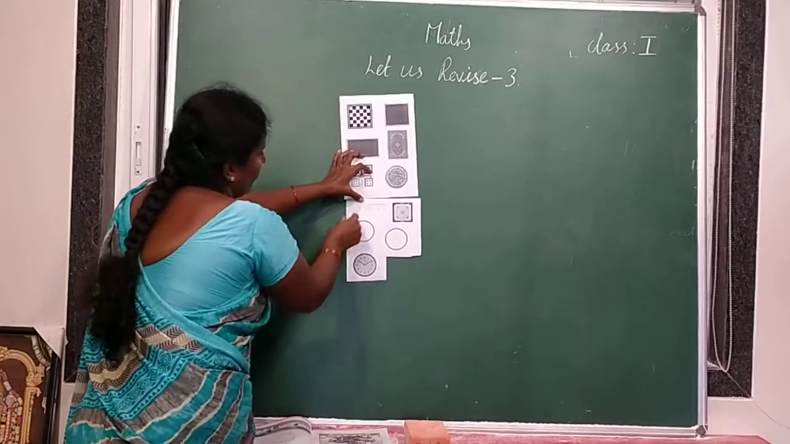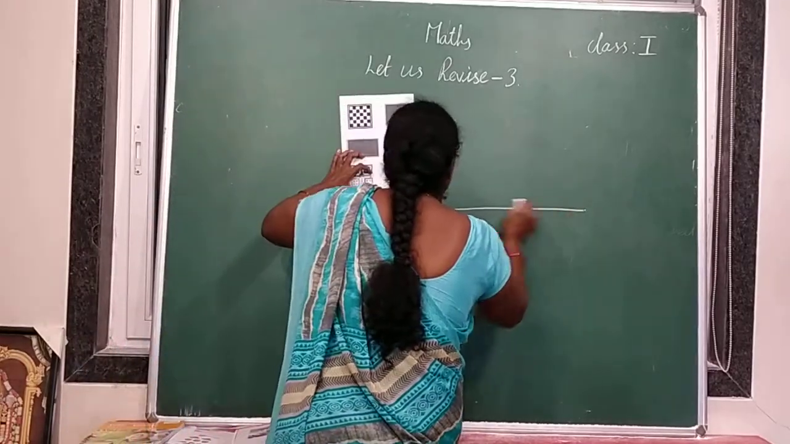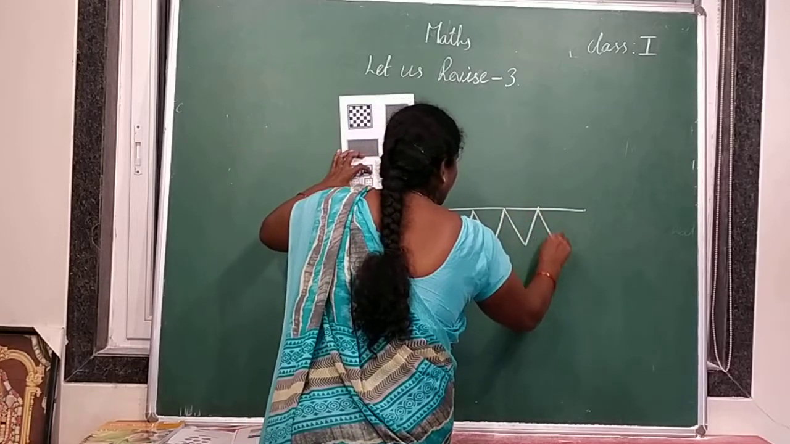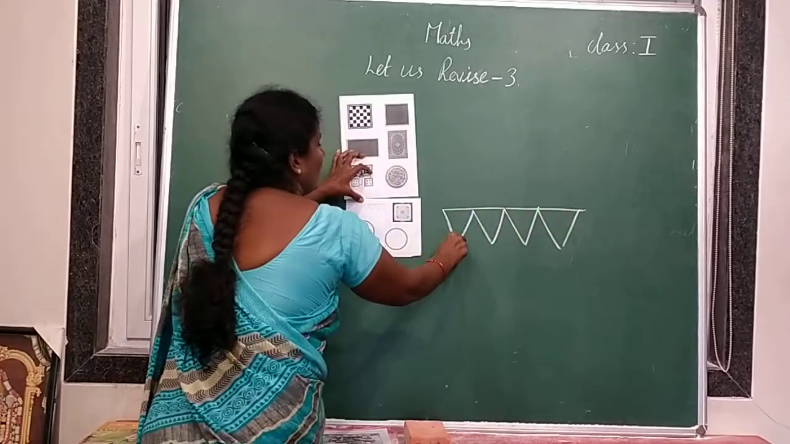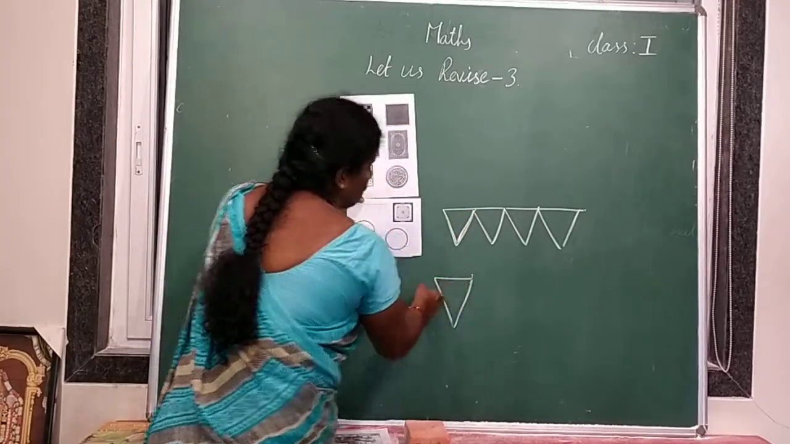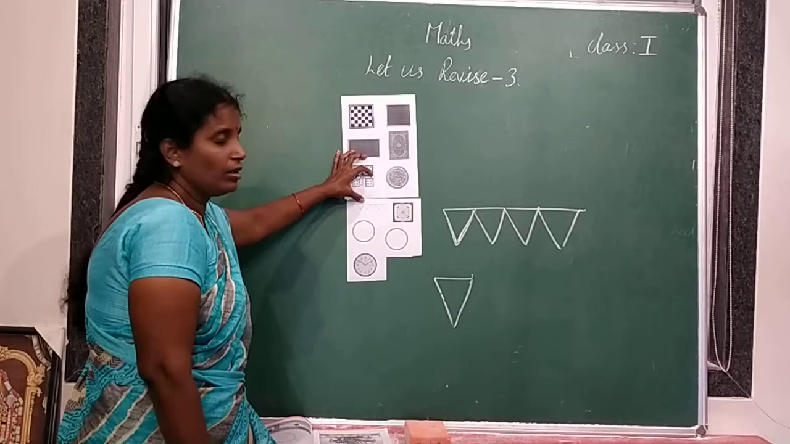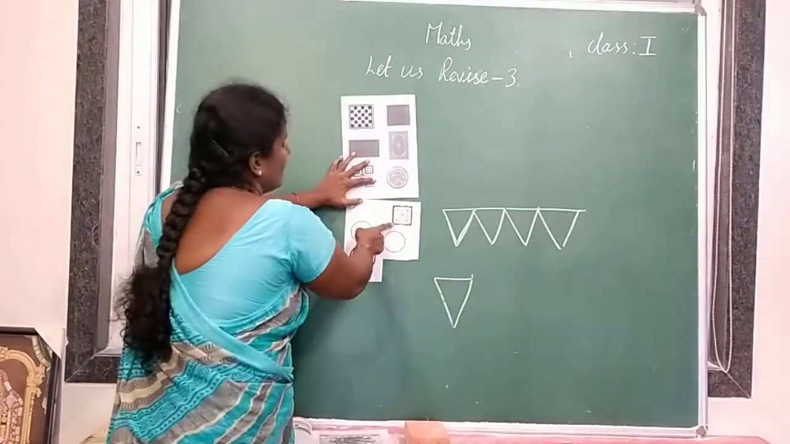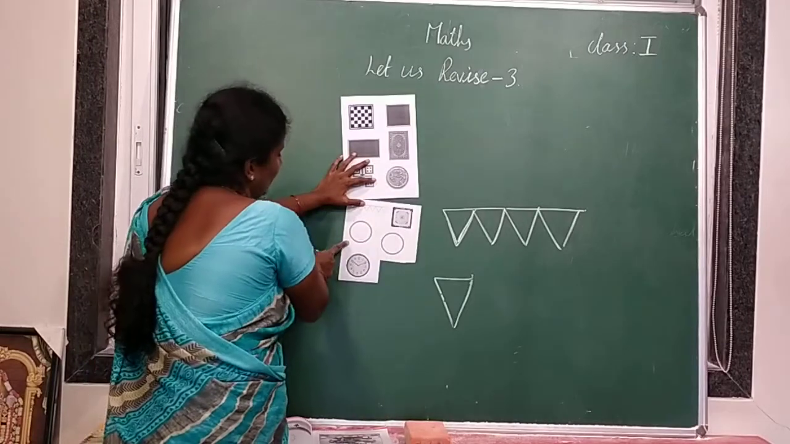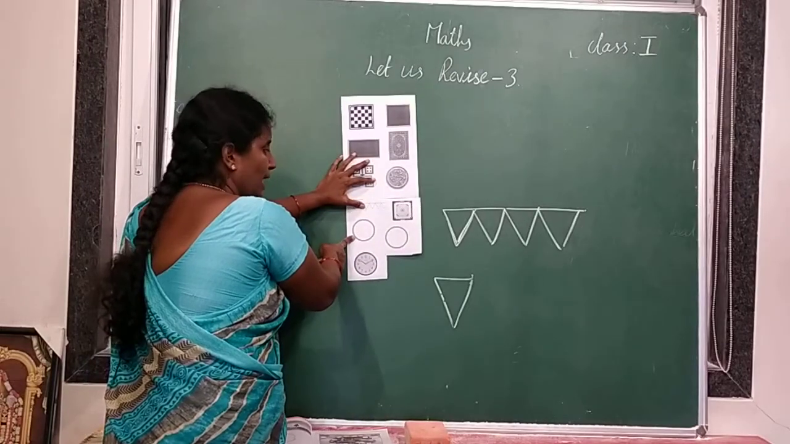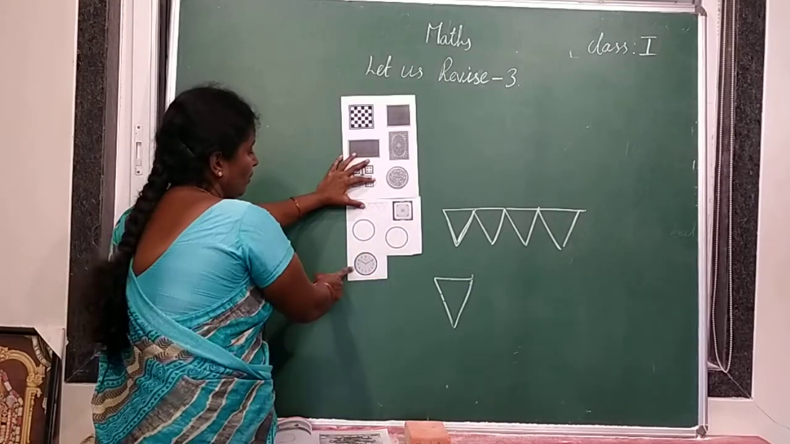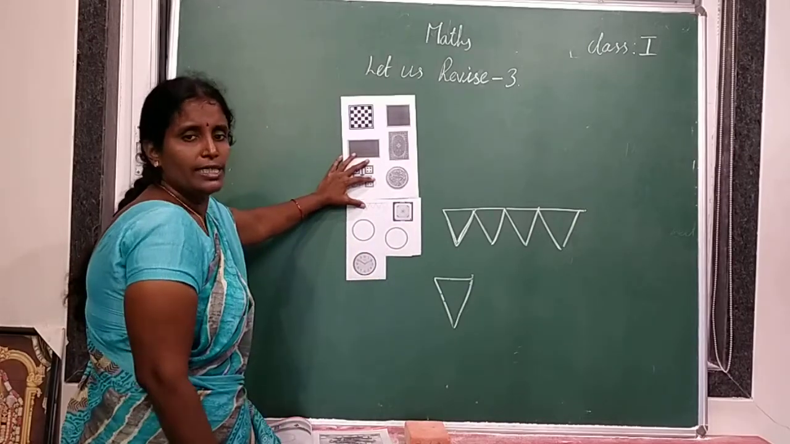Here small pictures like this. All these are in which shape? Which shape is it? Triangle. And next this is square. This is circle. And this is also a circle.